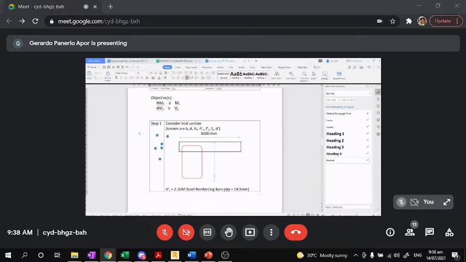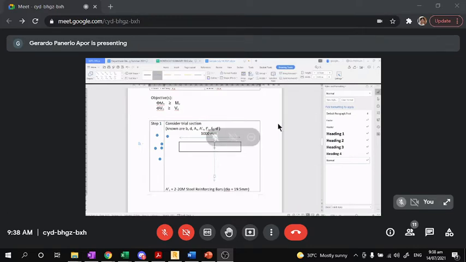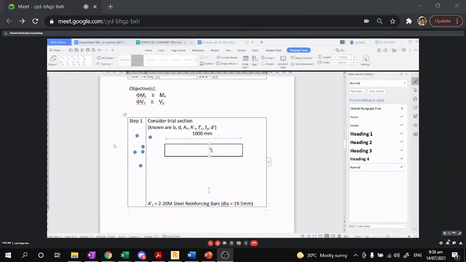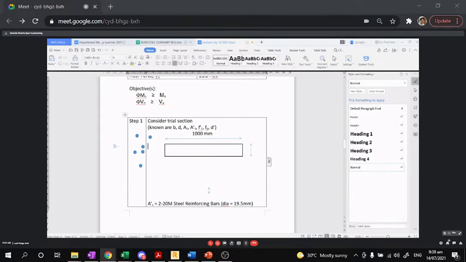So, 1,000 mm. Okay? Then, in a slab, usually there are no stirrups. We will answer why there is no shear reinforcement. We already saw that its shear capacity is much larger. So this one is 150 mm, the thickness.